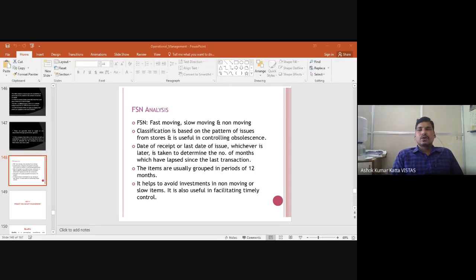The second one is slow moving. Slow moving means when the demand comes, the company starts manufacturing. If there is no demand, they temporarily shut down their plant, or alternatively they think about what other product they can manufacture. Usually they look at whether there is demand for 12 months, or 6 months, or 9 months, and accordingly they plan the manufacturing of the products. So this is another concept of FSN analysis.